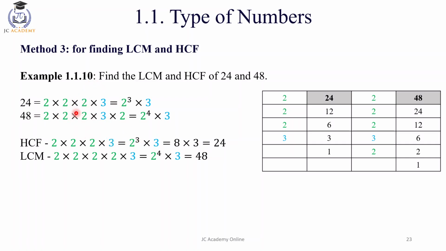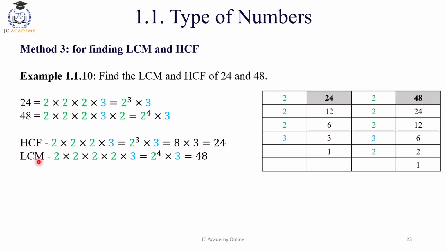in both. Okay, and we see what's the largest number of the second factor. There's only 1 lot of 3 in both. So we do 2 to the power of 3 times 3, so it's 8 times 3, which is equal to 24. So the highest common factor of 24 and 48 is 24.